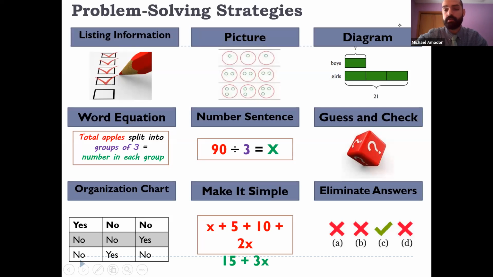So we have about 8 minutes, I think, left in class, 7 minutes. So go ahead and start working on your independent practice.